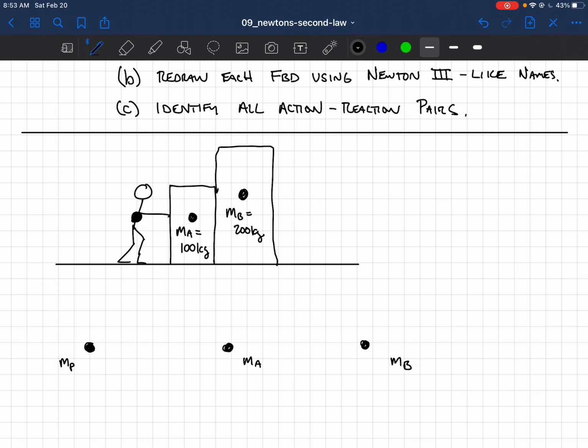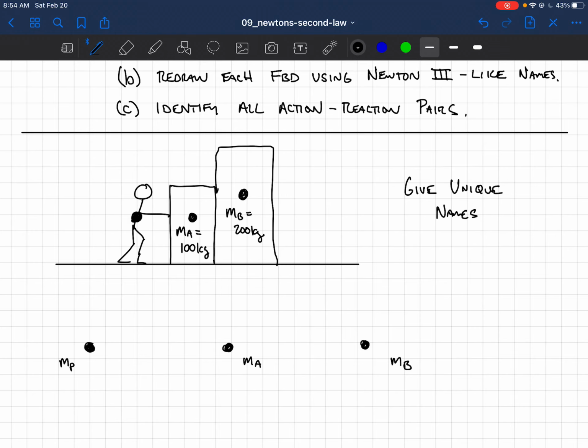What we're going to do is try to give them unique names. So I don't want to say that I have a normal force acting on A and a normal force acting on B and call them both Fn, because then I'll have 2 different forces that I've given the same name to. So we need to make sure that we give unique names. And I'll probably use the A, the B, and the person identifiers to do that.